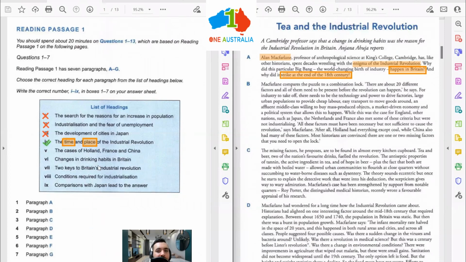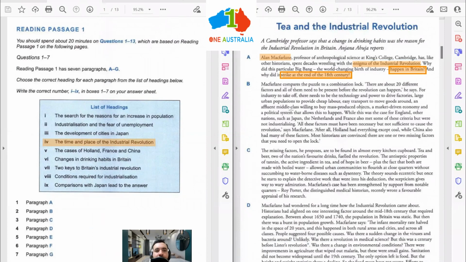I need not even read other headings. This statement clarifies that yes, this should be the title of this paragraph. This should be the heading, right? So let's mark this as a heading. So what I'll do is I'll highlight this so that we know that we have selected this as a heading for paragraph A.